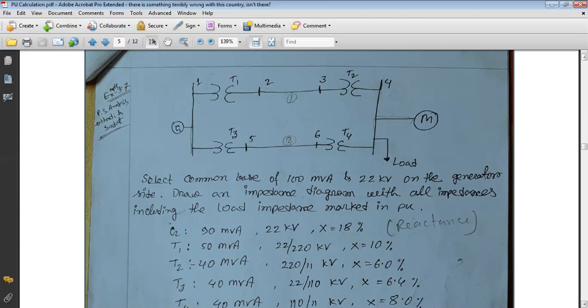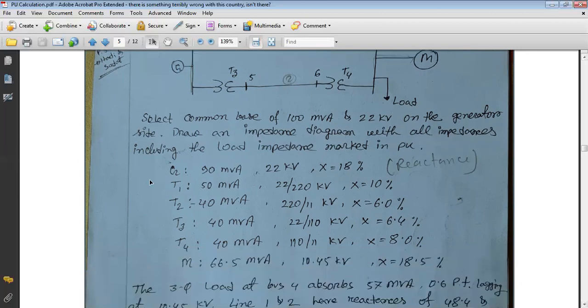So we need to draw a reactance diagram. At first, we need to determine the per unit reactance value of all these devices, including the transmission line, of this particular power system.